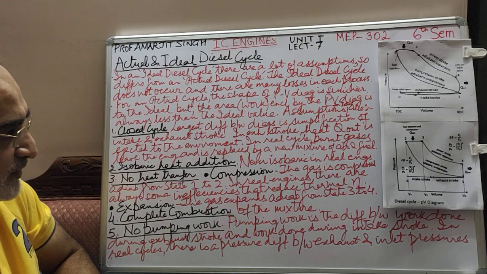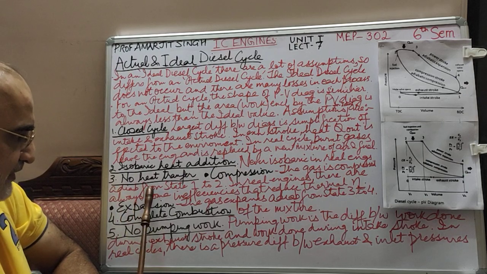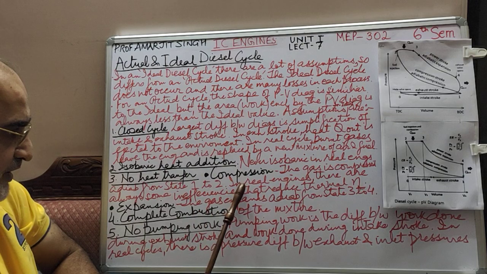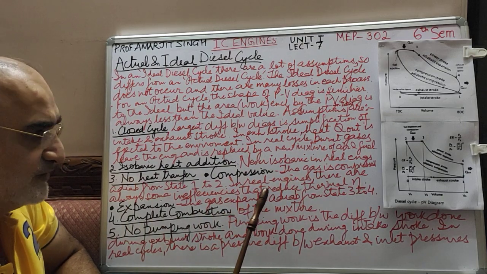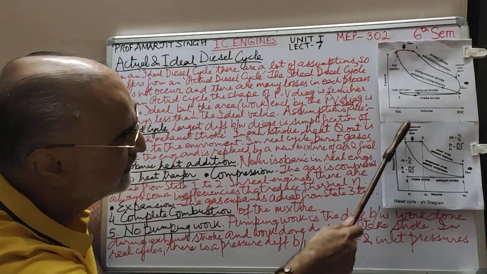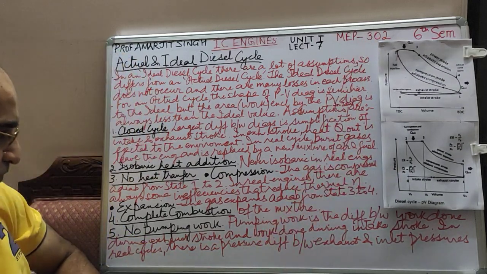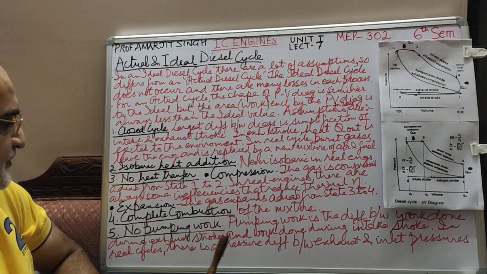Compression. In compression, the gas is compressed adiabatically from state 1 to 2. In real engines, there are always some inefficiencies. There are inefficiencies that reduce the thermal efficiency. You can see? And this will be smaller, 1 to 2. That reduces the thermal efficiency.